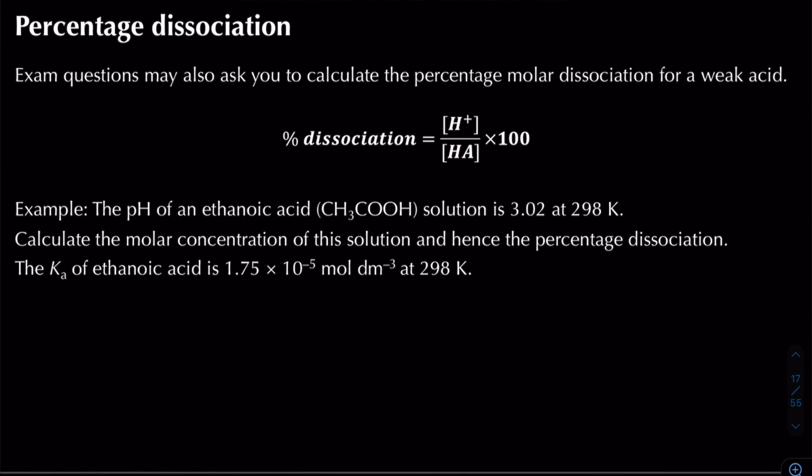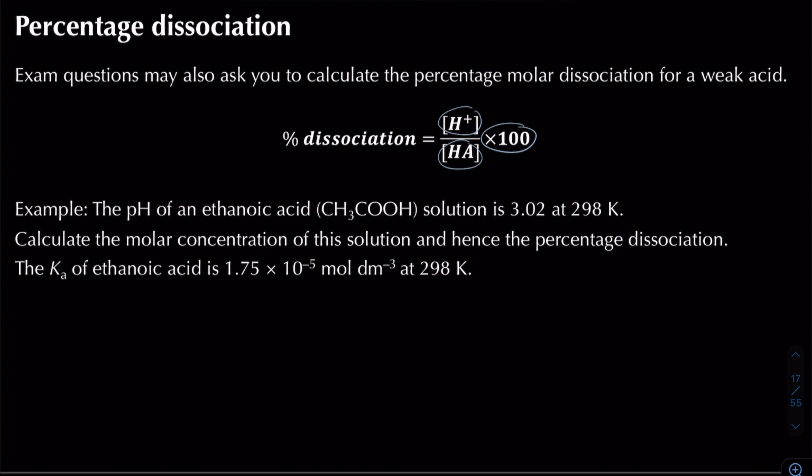So moving on, looking at percentage dissociations. Some exam questions might ask you to calculate a value for the percentage molar dissociation of a weak acid. And all you're doing is taking the concentration of your actual H plus that you've got and dividing by the concentration of your acid that you started off with, times by 100 to express it as a percentage, and you end up with a value for the percentage dissociation.